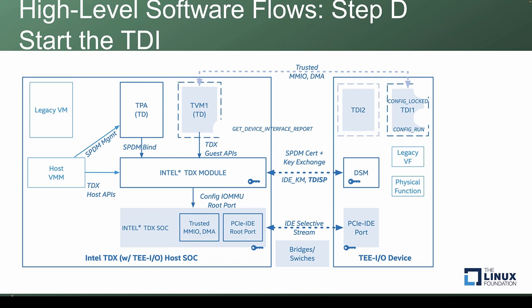Now let's talk about step D, which is start the TDI. The first step is that the VMM creates a data structure for the device interface and then configures the TDI. Then the VMM calls the TDX module to move that TDI state to the locked state by generating a TDISP message. Then the VMM creates a TD, and the VMM assigns the TDI to the TVM.